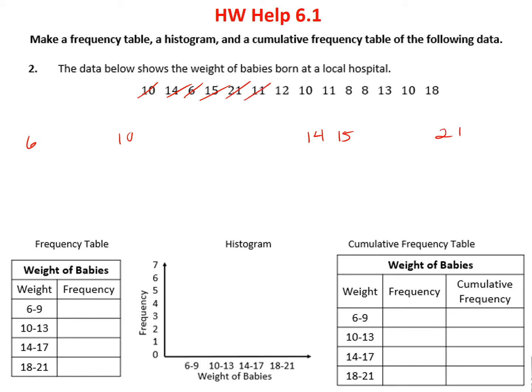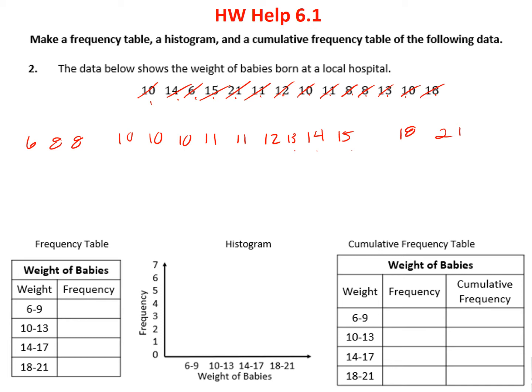I have an 11. And then I have a 12, another 10, another 11, an 8, 2 8s. Put another 8, a 13, slide it in there, another 10, and then an 18. By the way, to make sure you got them all, you might want to count. 1, 2, 3, 4, 5, 6, 7, 8, 9, 10, 11, 12, 13, 14. So I know that I got them all. I didn't miss a number.